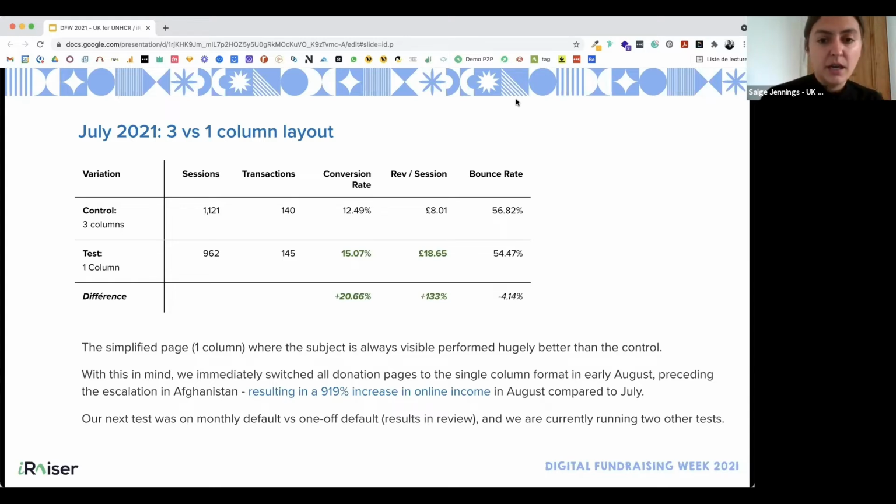Basically, our next test was on monthly default versus one-off, following the roadmap. We changed everything to the one column and then started to break down and test again. So we tested one-off versus monthly default. We're analyzing the results now because it's a little more difficult to see the clear winners because of the monthly donations and how that works out. And we're currently running 2 other tests as well.